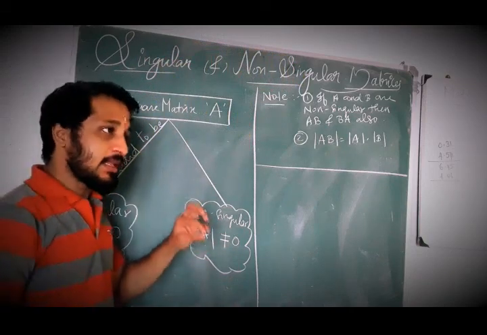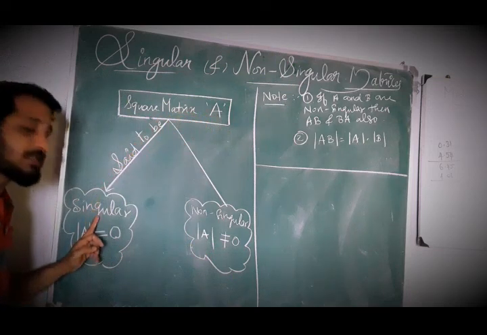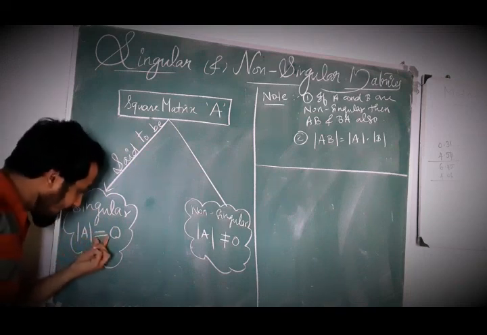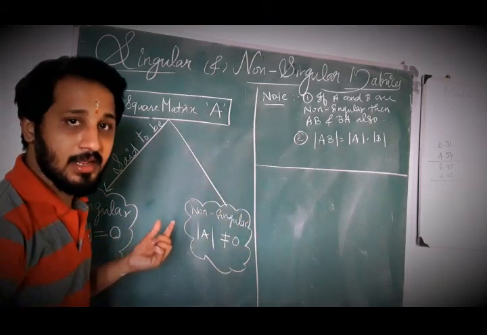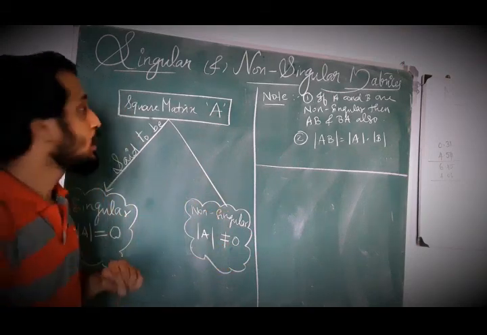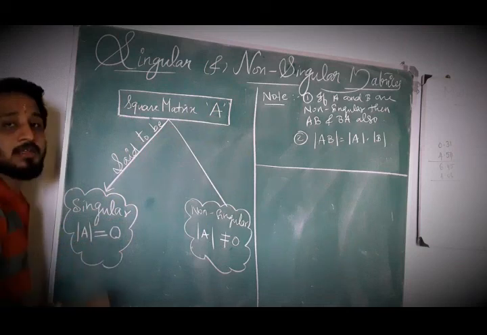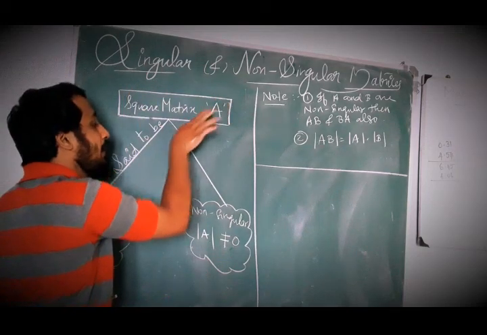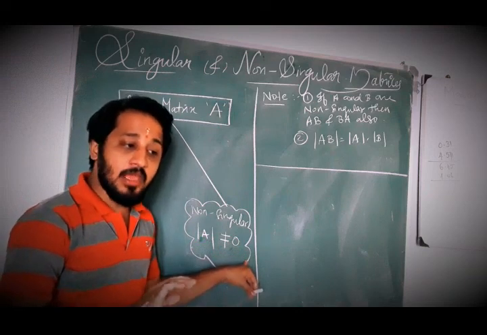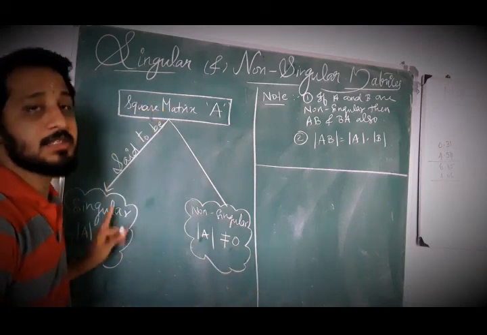A square matrix capital A is said to be singular if determinant A is equal to 0. So if the value of the determinant is equal to 0, then the given matrix is a singular matrix. If the value of the determinant is not equal to 0, then the given matrix is said to be a non-singular matrix. That means we cannot say for every matrix whether it is singular or non-singular. Only for a square matrix can we say whether it is singular or non-singular.